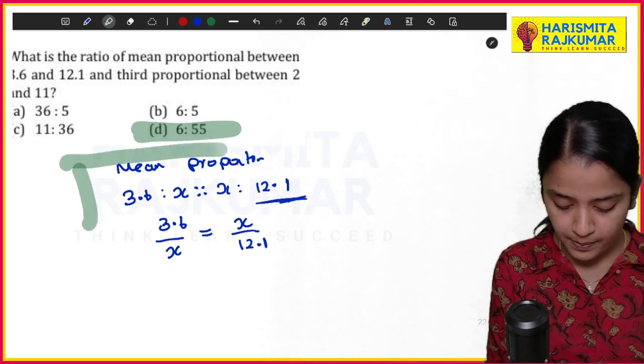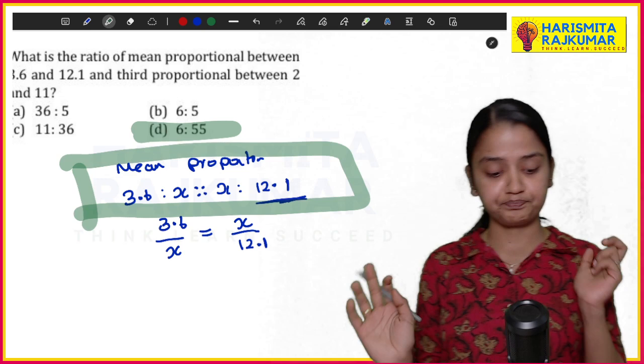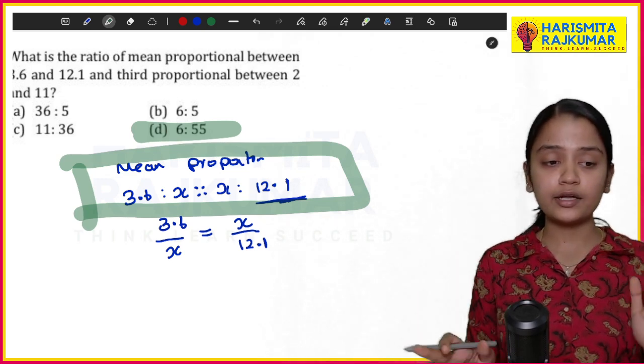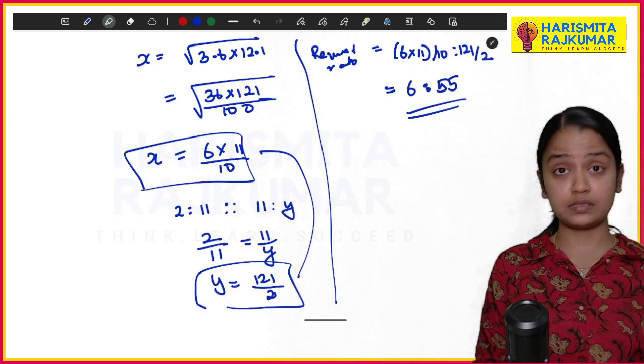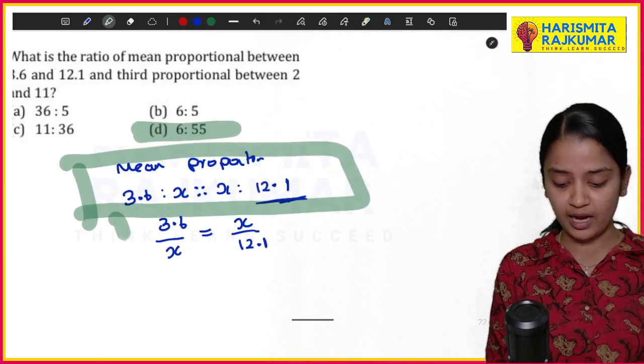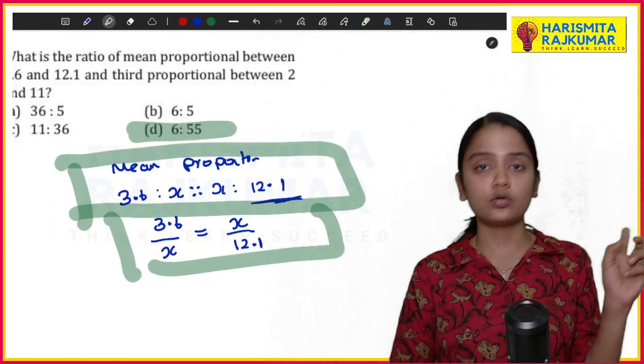So this is your basic terminology. If you understood this question and how we simplified it, you will be able to answer this one.